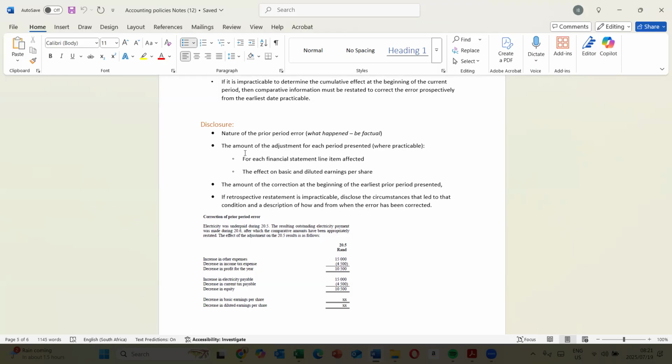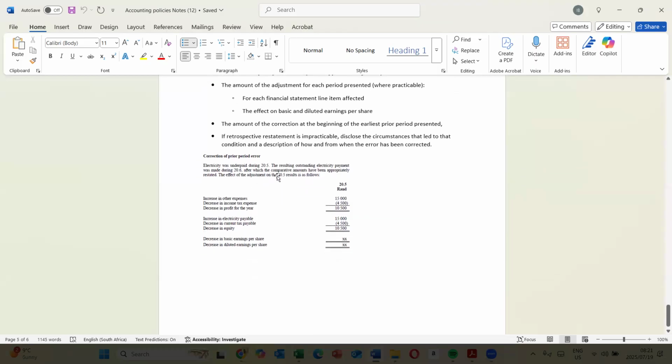And then the amount of the adjustment for each period presented, where practical. So in regards to this, just like what we did with changing accounting policy, you need to account for what is the effect of the error in the statement of financial position, as well as what is the effect of the error in the statement of profit and loss. That's what we have. And then if retrospective restatement is impractical, disclose the circumstances that led to that condition and a description of how and from when the error has been corrected.